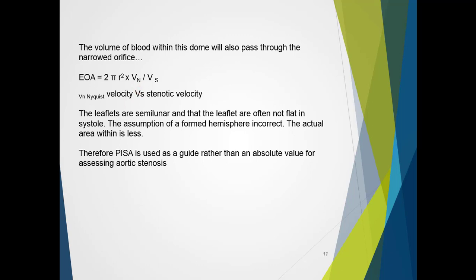This is all fine except for the fact that the leaflets are semilunar and the leaflets are often not flat in systole. A funnel shape may be made by the leaflets, or a domed appearance, particularly with bicuspid and rheumatic valves. To measure the radius from the leaflet orifice and place a dome over the top makes the assumption of a formed hemisphere incorrect. The actual area within this will be less. Therefore, PISA is used as a guide rather than an absolute value when assessing aortic stenosis.